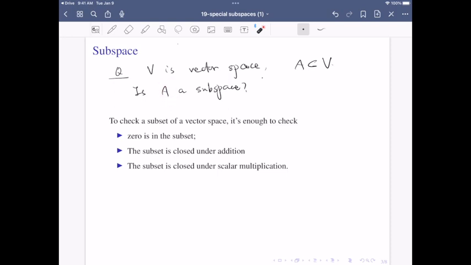And we know that there are 10 rules in the definition of vector space. But for subspace, because this is already from a vector space, we don't need to go through all 10 conditions one by one. Only 3 conditions need to be checked. To check a subset of a vector space, it's enough to check: is 0 in the subset? Is it closed under addition? Is it closed under scalar multiplication?